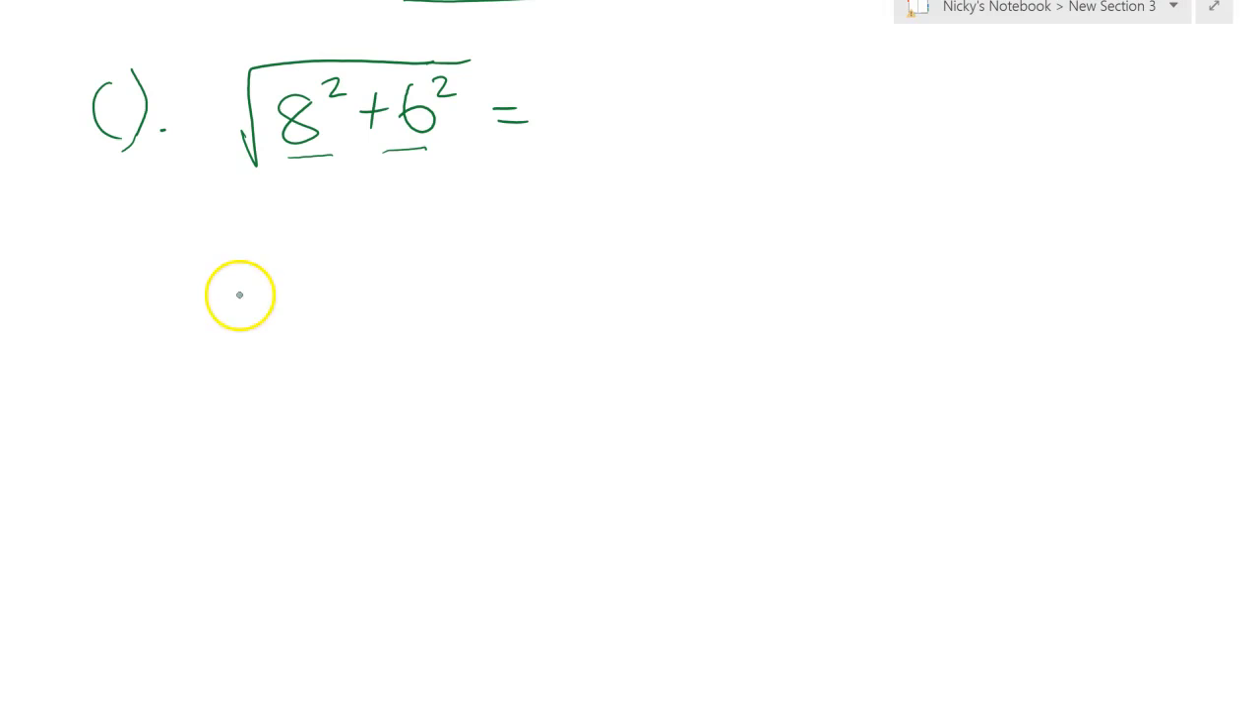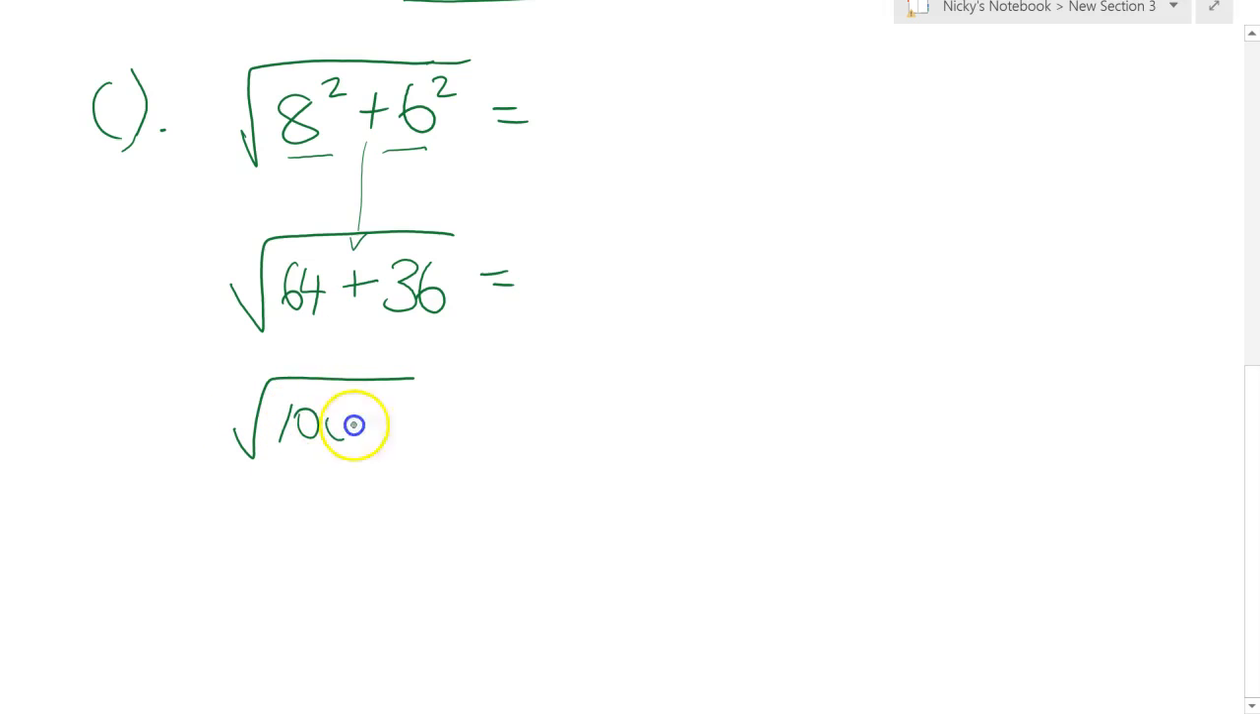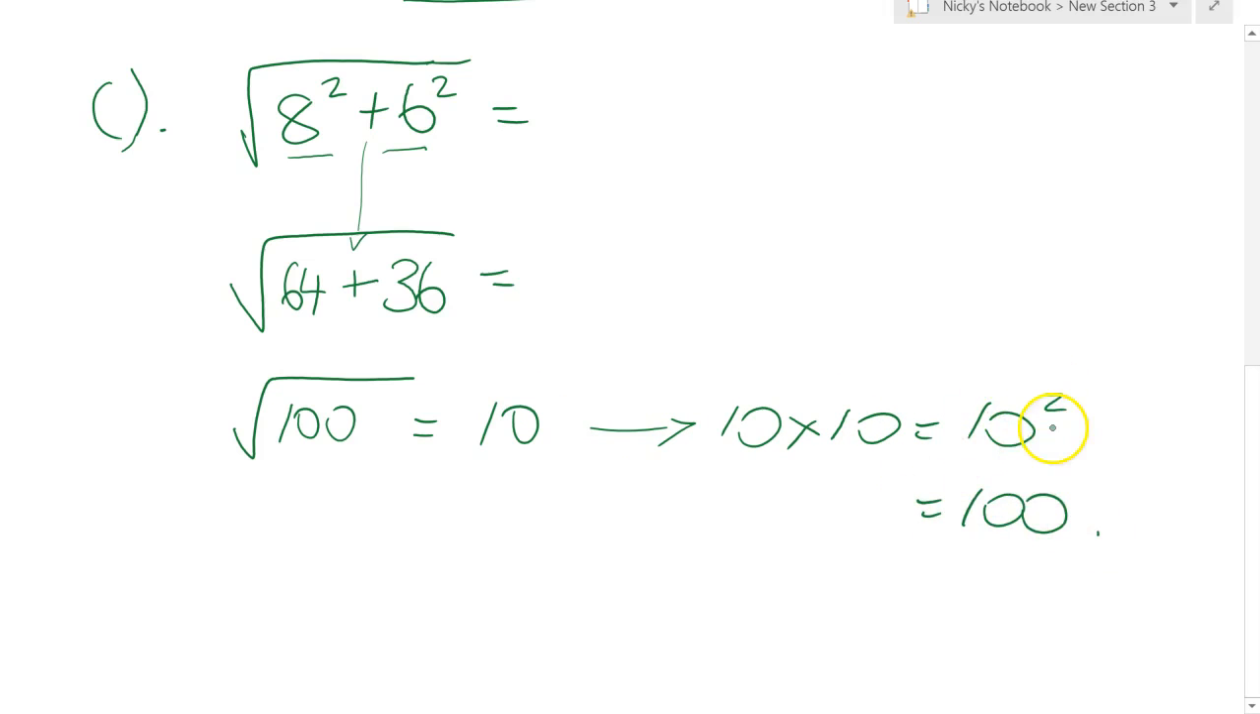So 8 squared is 64 plus 6 squared is 36. I have still kept the plus sign there because I haven't actually added those together yet. So 64 plus 36 equals 100. And the square root of 100 is 10, because 10 times 10 gives us 100. So 10 times 10 is the same as 10 squared. 10 squared is 100. So our answer for that one is just 10.